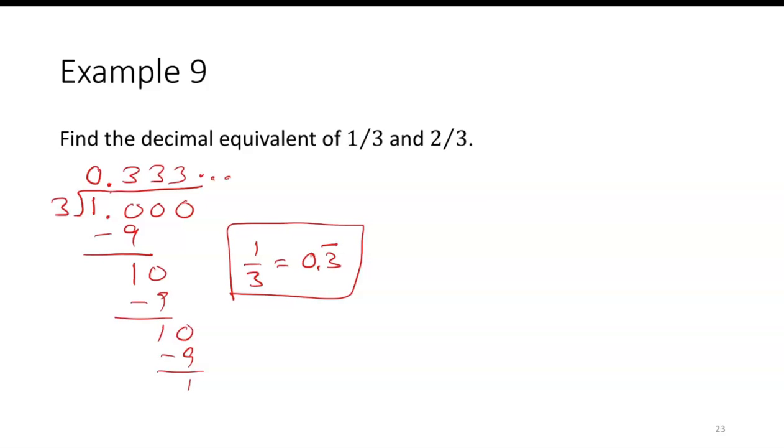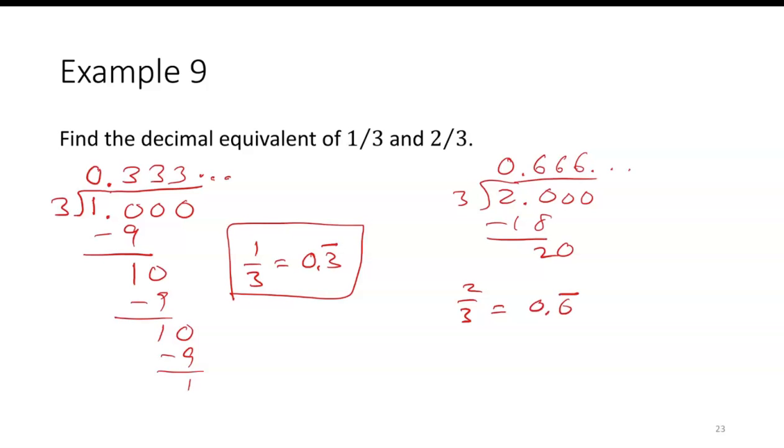All right, 2/3. So 3 does not go into 2, but it goes into 20 6 times. And now I'm back to 20 again, and you can see that this is going to be 6 repeating forever. So 2/3 is equal to 0.6 with a bar over the 6.